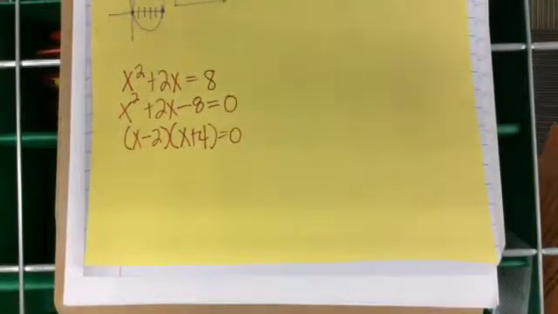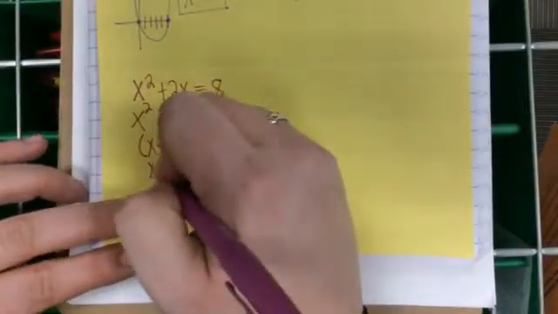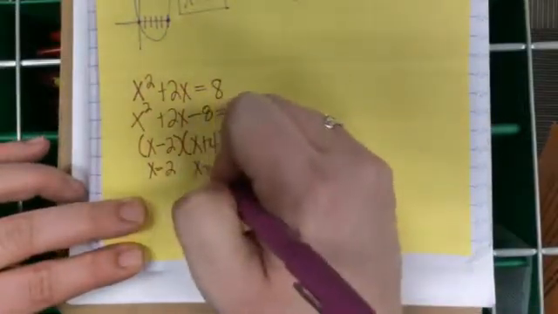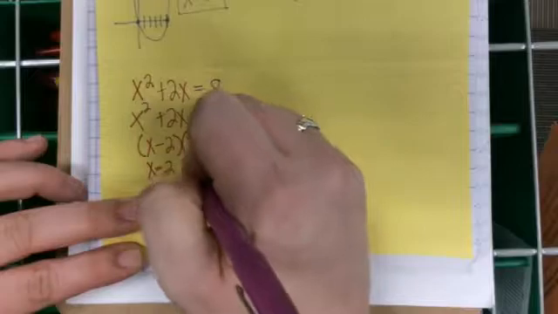What are the solutions to this quadratic? Where is it going to cross at? What are the solutions to this quadratic? Zach? X equals 2 and x equals negative 4. Good.